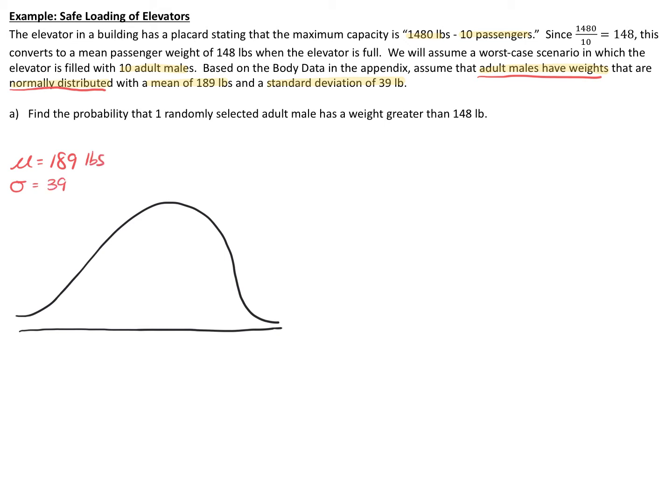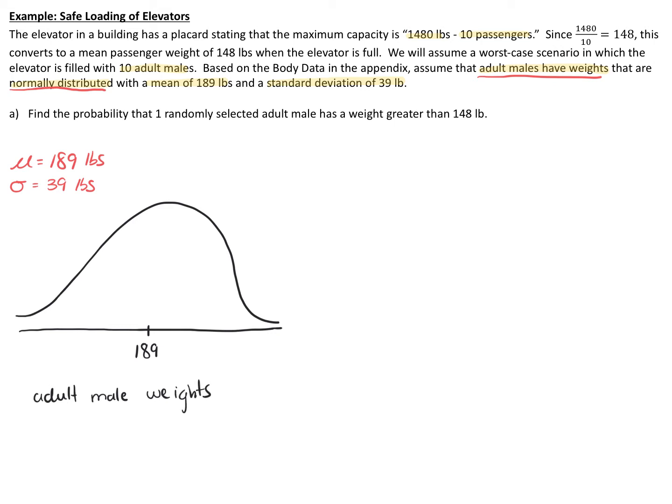So 189 pounds is the mean weight for adult males with a standard deviation of 39 pounds. And then I'm going to go ahead and just label the center of my distribution with that mean value of 189 pounds. And again, I'll just make a note down here that this is adult male weights.